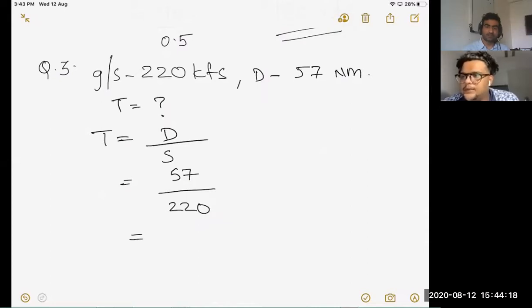So if I divide 57 by 2 to 0, it will be 0.25 hours, 57 by 2 to like in hours, right? And then what do I do to 0.25? Multiply it by 60. It is in hours. So if I convert it into minutes, I multiply it by 60.